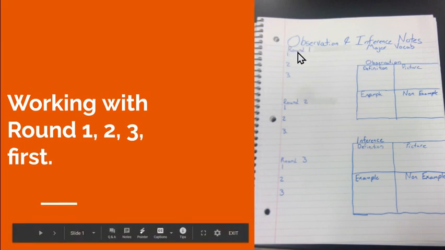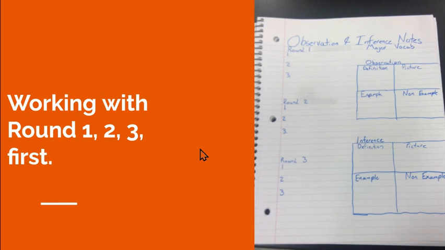We have 3 rounds, round 1, round 2, and round 3. You're going to write down some things you notice in each round, and then you're also going to write down something about that place, and you'll see the questions that go with it, and I'll go back to this page to show you where you write it down.